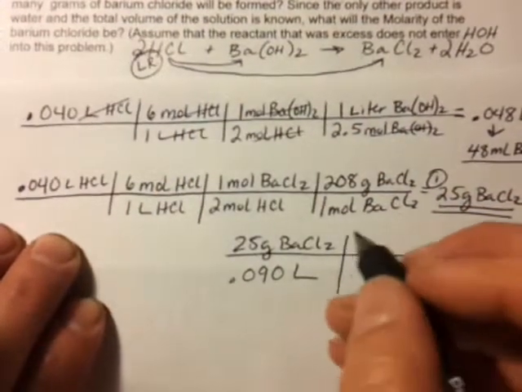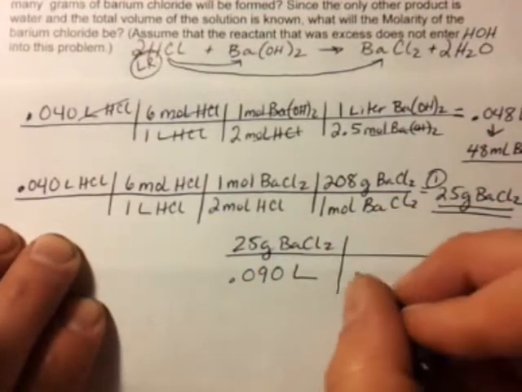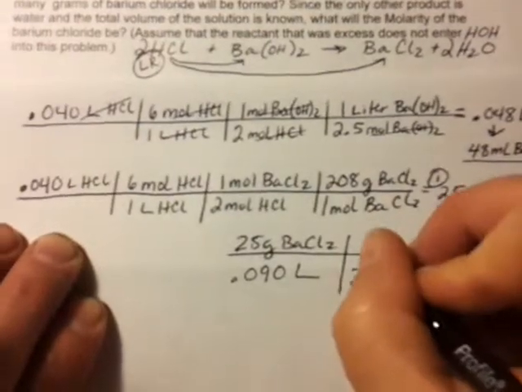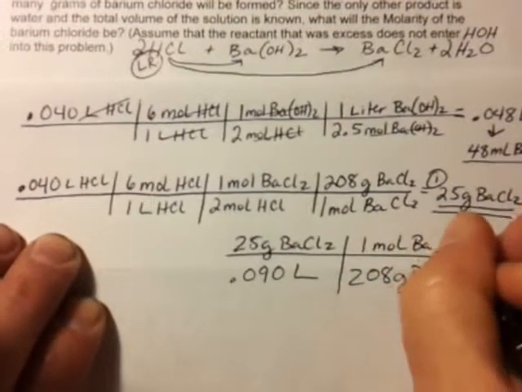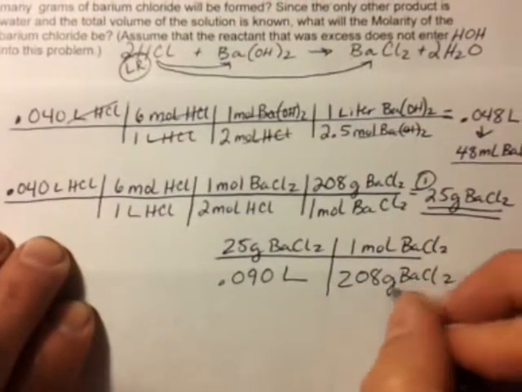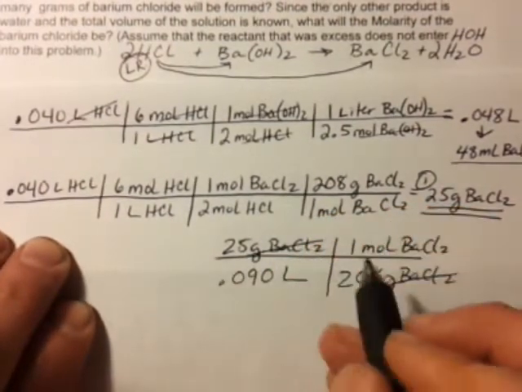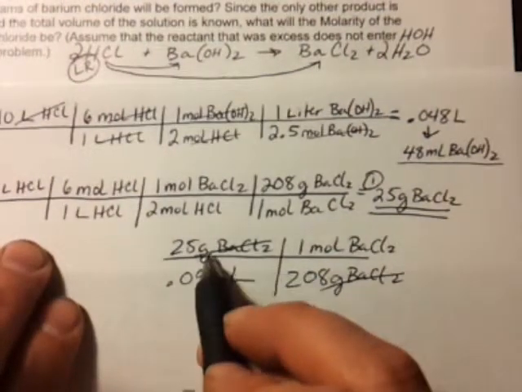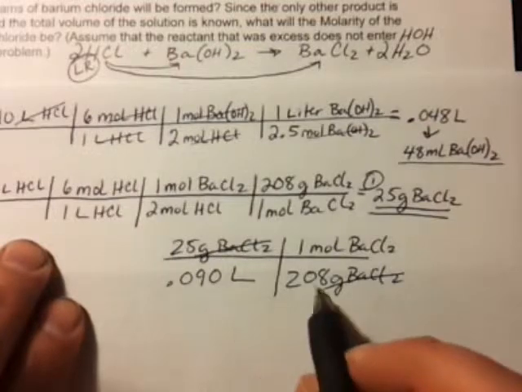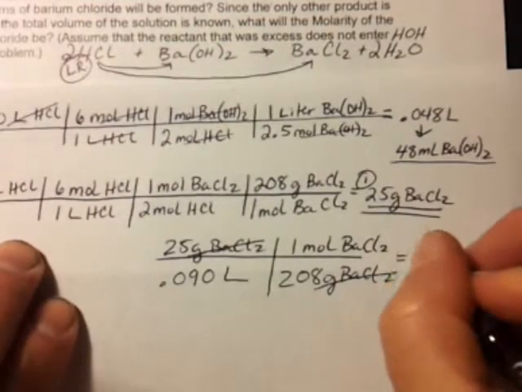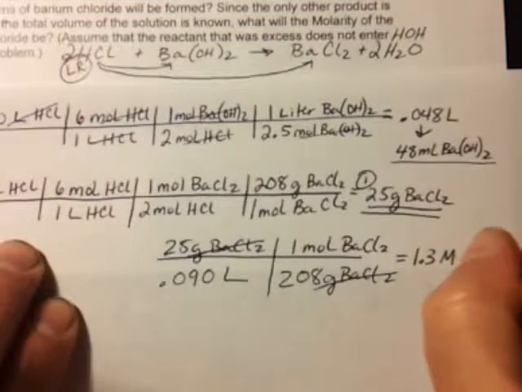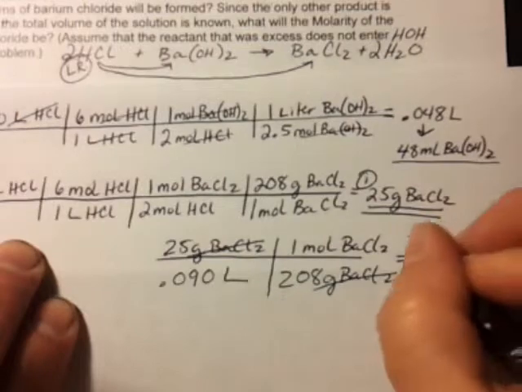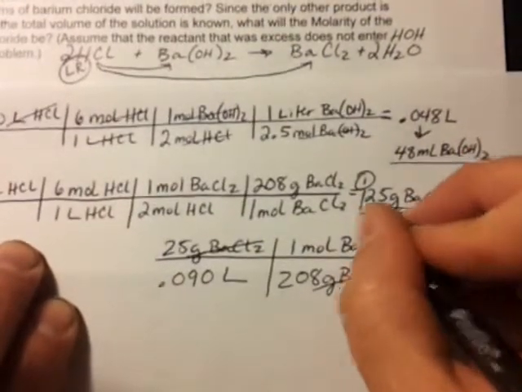I can go from my grams, 208 grams of barium chloride, to moles of barium chloride. And look what happens, cancel out the grams. I've got moles per liter now, and I'm all set. 25 divided by 0.090 divided by 208 is going to give me 1.3 molar barium chloride. So this is my answer for part 2. This is my answer for part 1 right here.